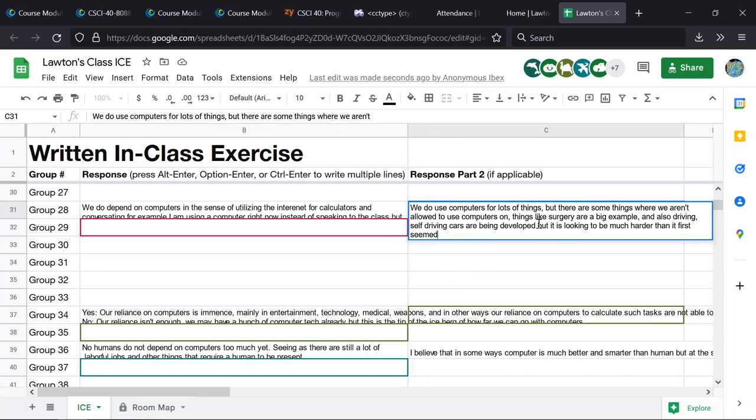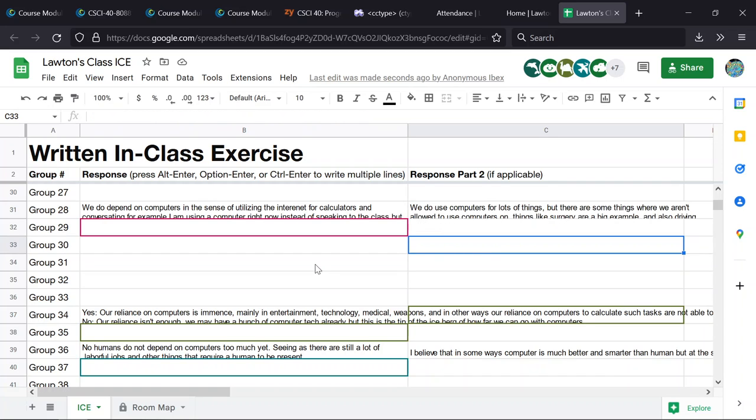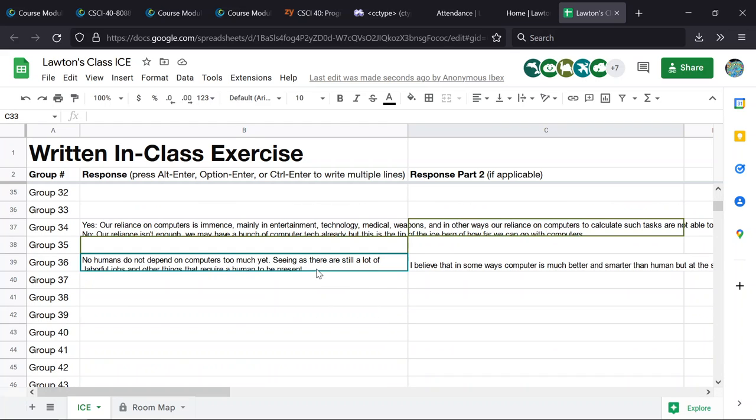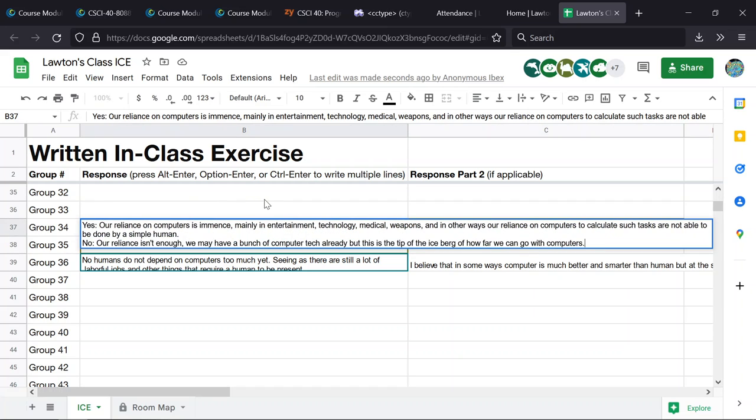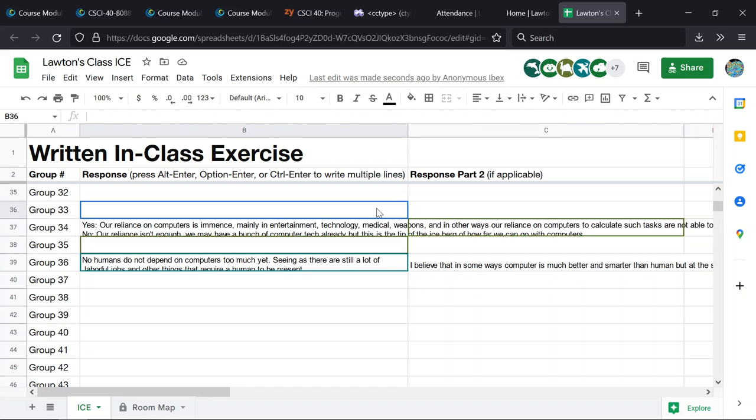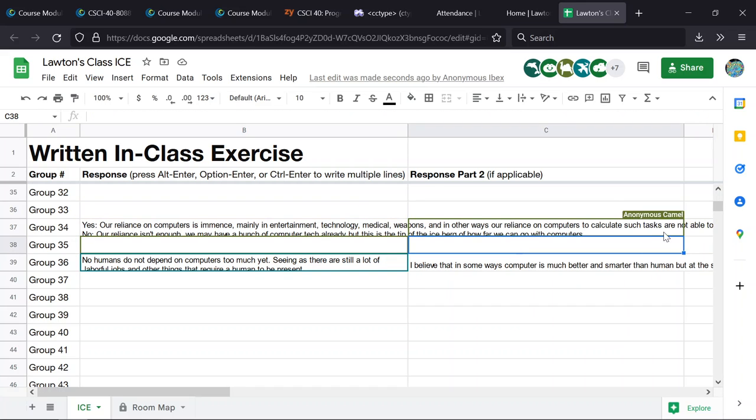Some things we're not allowed to use computers on. Surgery. Self-driving cars are not yet allowed to be fully self-driving. There always needs to be a human behind the wheel. That's a great point. Some things humans are still a lot better at, but maybe one day that might change. I like it. We require computers for entertainment, for weapons, all these things. These are great points. There's so many other ways.